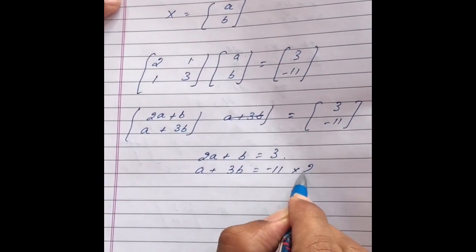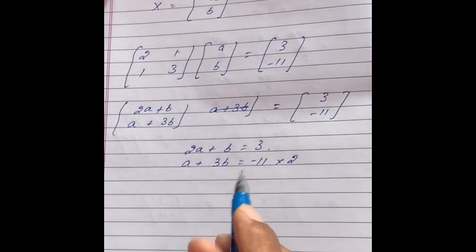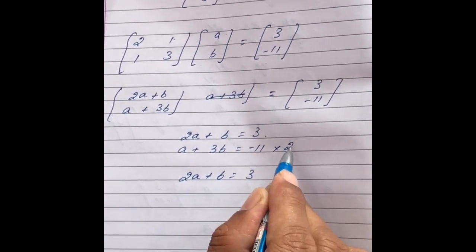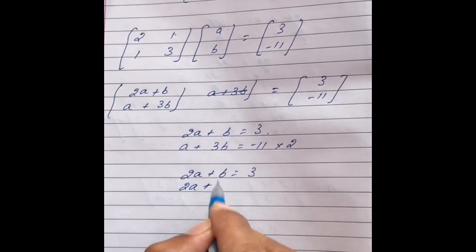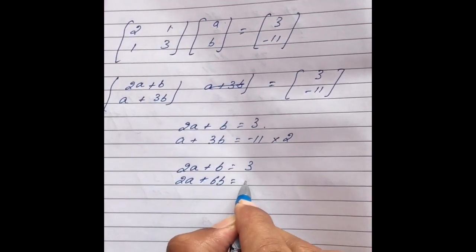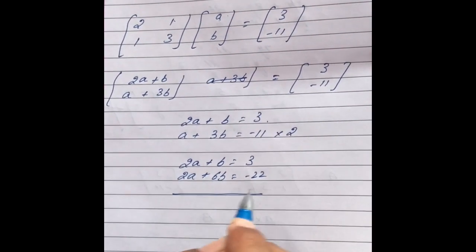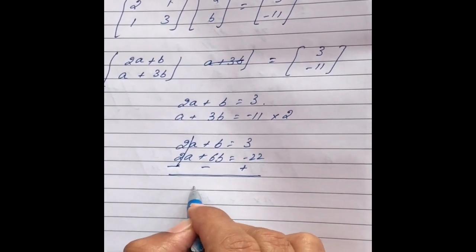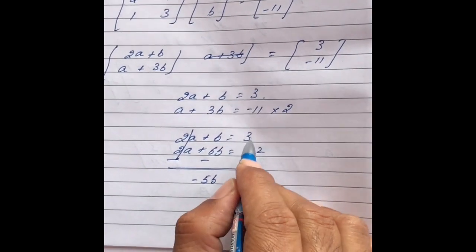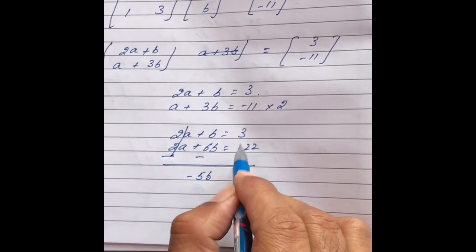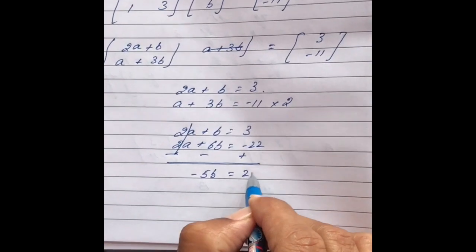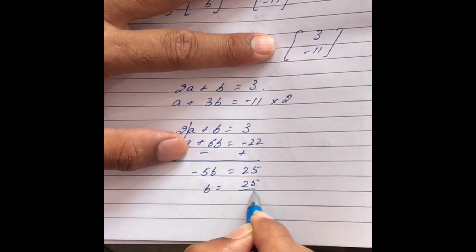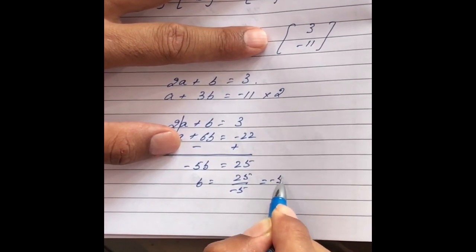So I multiply it with 2 to make coefficients of a equal. 2a plus b is 3. 2a plus 2 times 3, 6b, equals 2 into minus 11, minus 22. I change signs. b minus 6b, minus 5b. 3 plus, now this minus has become plus, 3 plus 22 is 25. b is 25 upon minus 5 equal to minus 5.